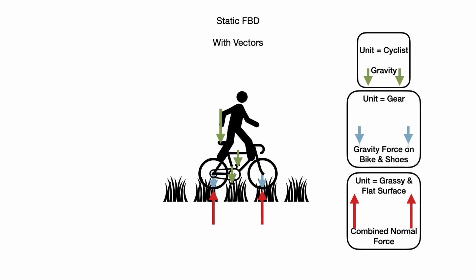All right, I don't know if I change this next slide. All right. So for a static analysis, you're going to see the gravity vectors, so those forces being applied to each of the units, and then the reinforcing normal force coming off from the flat grassy surface here. And that is a static state analysis. All right, very cool.